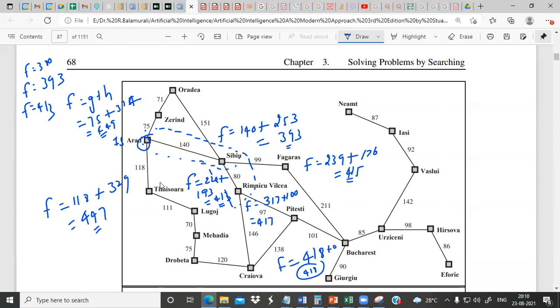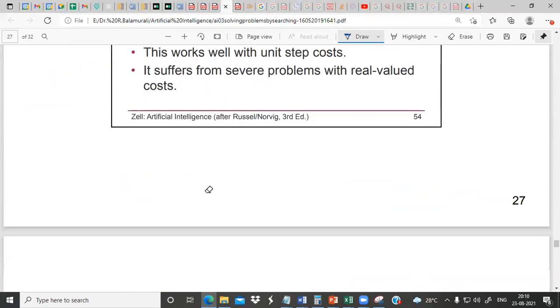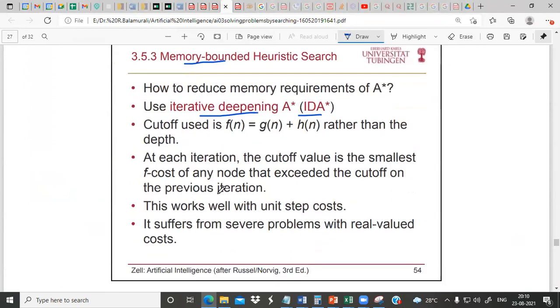Similarly from Rimnicu Vilcea, we have to check what is for Craiova, what is for Pitesti, all these things you have to check. But from here also there is a Pitesti path. So again, which is the minimum, like that the algorithm will proceed. So that is how the IDA star algorithm is defined.